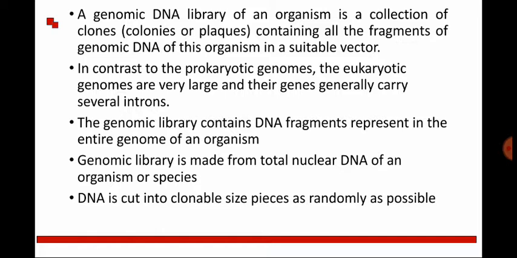In contrast to the prokaryotic genome, eukaryotic genomes are very large and their genes generally carry several introns. The genomic library contains DNA fragments representing the entire genome of the organism. The genomic library is made from the total nuclear DNA of an organism or species. In this, the DNA is cut into cloneable size pieces, as randomly as possible.